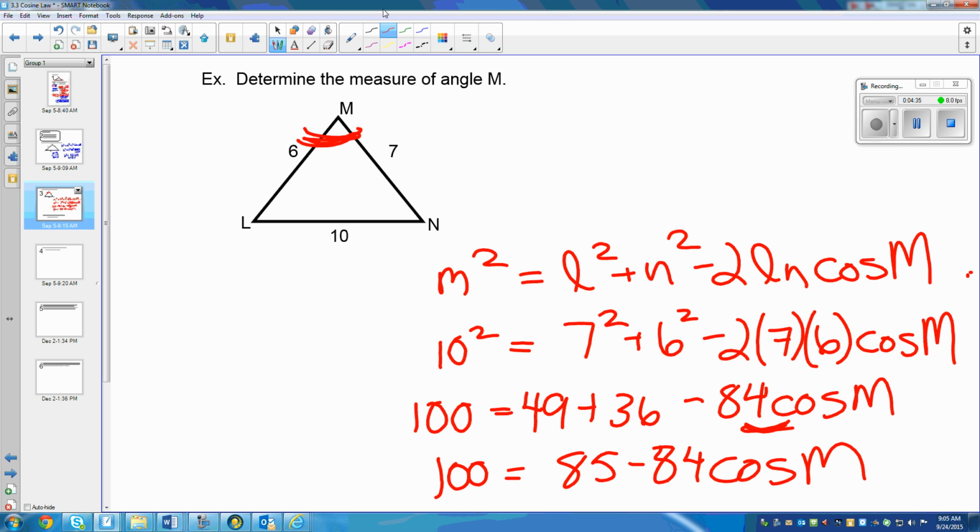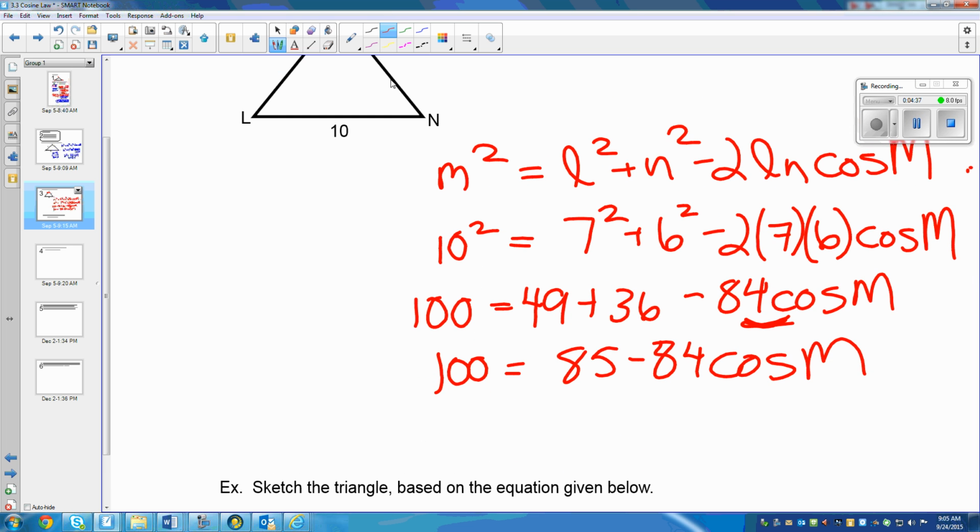I'm just going to scroll this up. Oh, I'm running out of room.